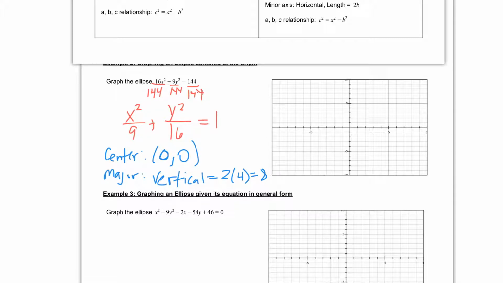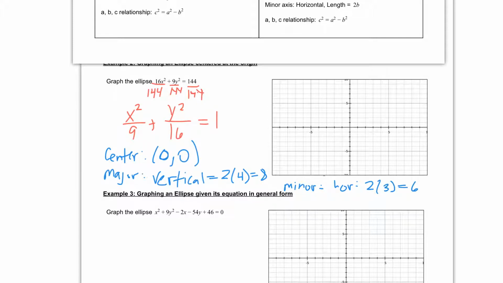And then I also have to find my minor axis. So I'm going to do that over here. My minor axis in this case is going to be my horizontal axis. And that's going to be 2 times my b value. And my b value is going to be coming from what's underneath the x in this case, which is the square root of 9, or 3. So 2 times 3, which is a distance of 6.